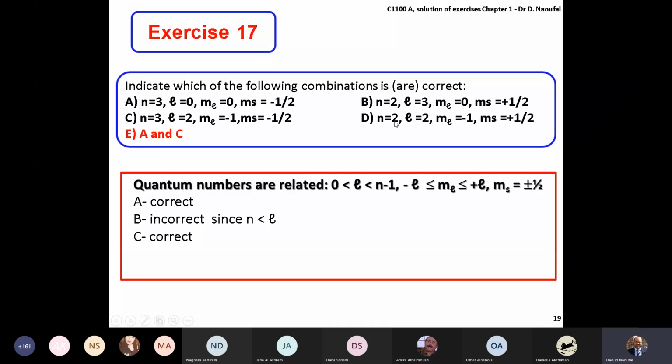D. N equal to L equal 2 is incorrect. N could not be equal to L. L is between 0 and n minus 1. So D is incorrect. And the correct answers are A and C. So E is the correct answer.